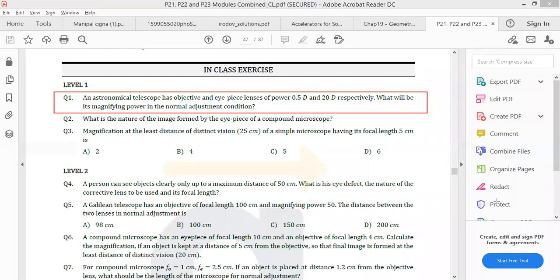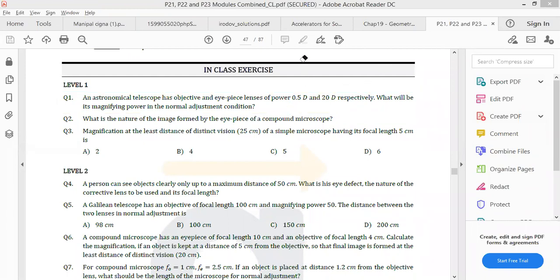You have to use the formula of f naught upon fe. That's it. Here they have probably given it wrong, it should have been opposite. They gave the focal length of the objective as 0.5. Oh, they gave power, right? Sorry, my mistake. So it's given in terms of power. It will be minus 40.